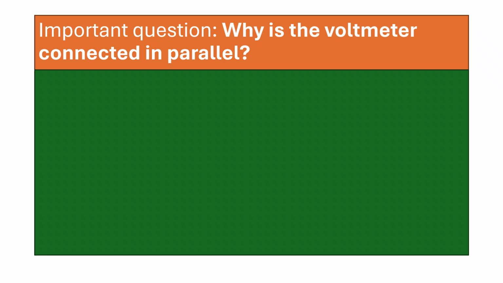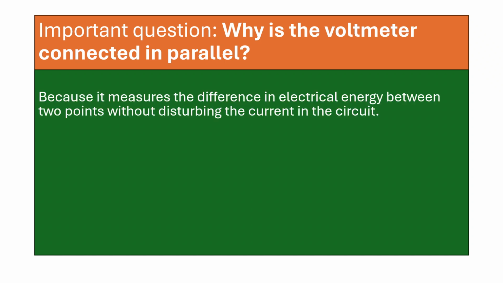Now, very important question. As we have done in the previous slide, voltmeter is connected in parallel. But why? Because it measures the difference in electrical energy between 2 points without disturbing the current in the circuit. Even if you write this, children, you will not lose marks, okay?